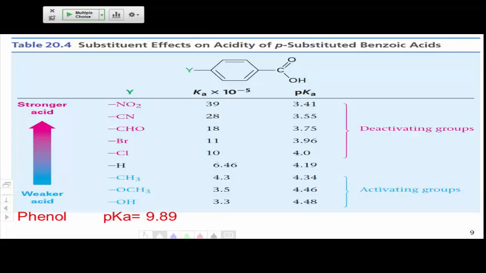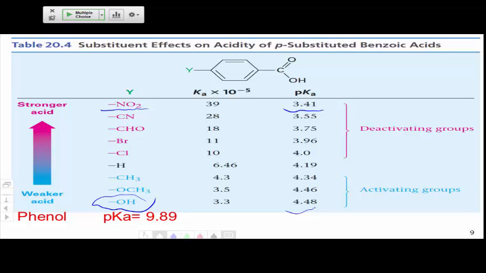As you can see, this is how the pKa ranges based on whether the group is deactivating or activating. You can see the more deactivating the group, the lower the pKa. OH, which is one of the most activating groups, has a pKa of 4.48. Definitely all of them are more acidic than a phenol, more acidic than an aliphatic alcohol. So what do you think? Do you think alcohols are more acidic or less acidic than benzoic acid? Definitely less acidic than benzoic acid.